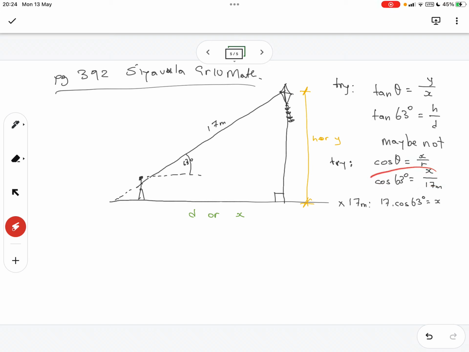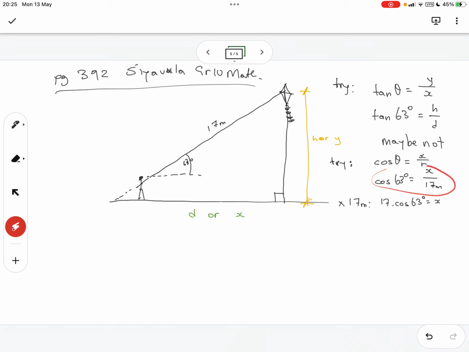Multiplicative inverse. We're trying out all the trig ratios so that we can solve for the height. When solving for the height, we've already tried one trig ratio. It doesn't solve anything because we don't know two unknowns. So maybe not. We're trying the second one. We said it's cos. Yeah, if it's going to be cos, it's fine.